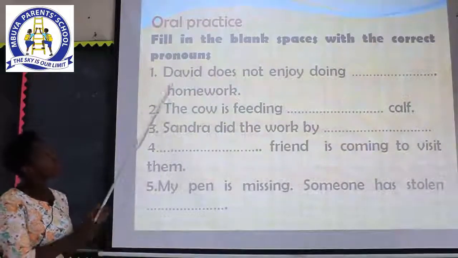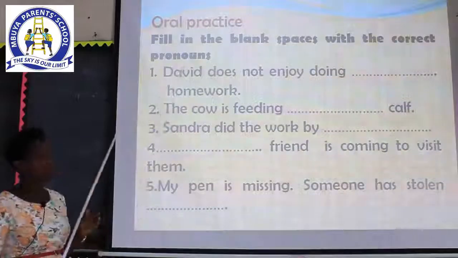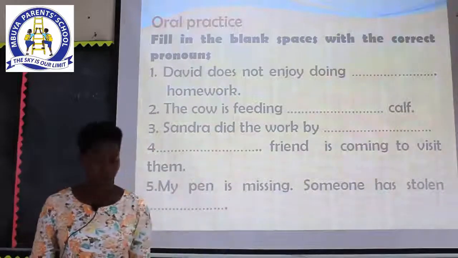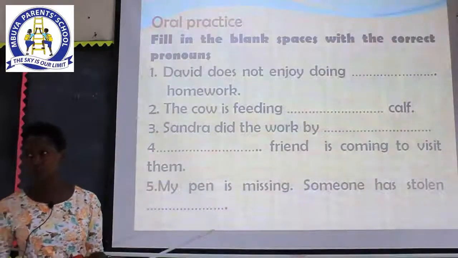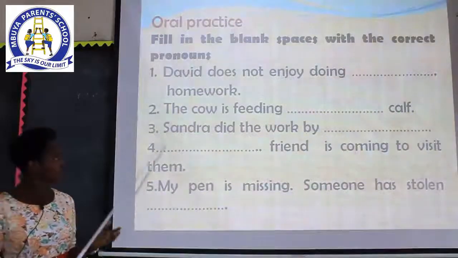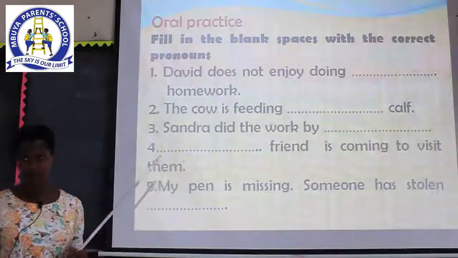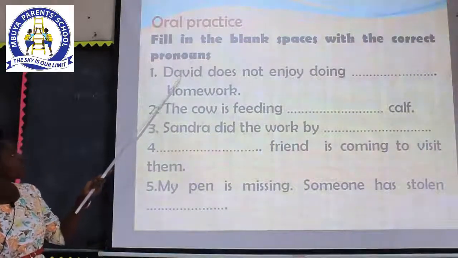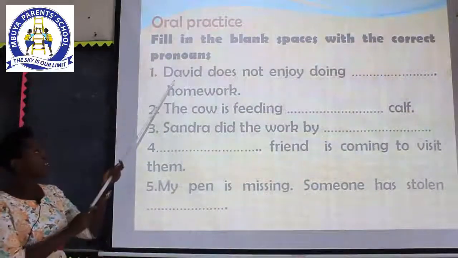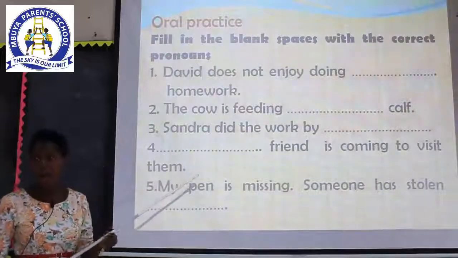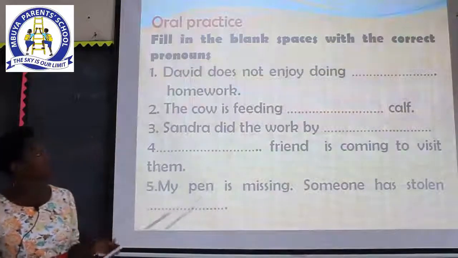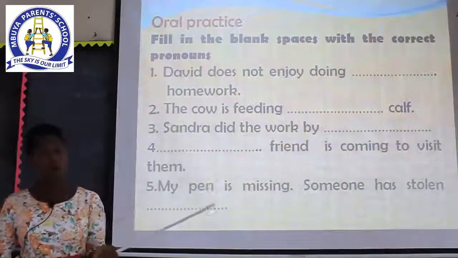For example, David does not enjoy doing dash homework. Which pronoun do you think is suitable for that? Is it she? Is it it? Which one? All right, let us read and see. David does not enjoy doing his work. David is a boy. So the pronoun for boy here is his. We are going to say David does not enjoy doing his homework.